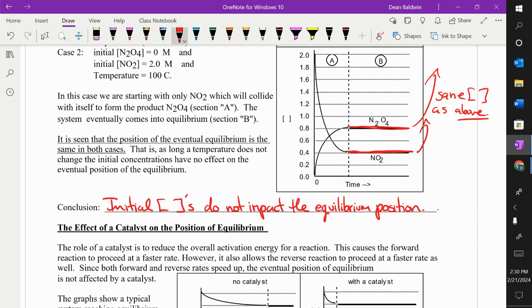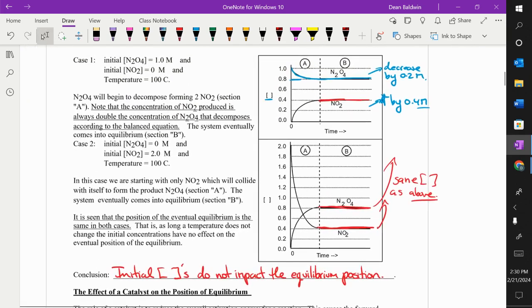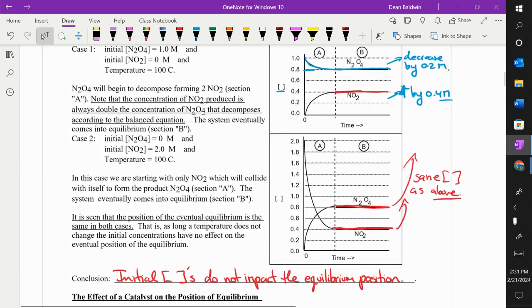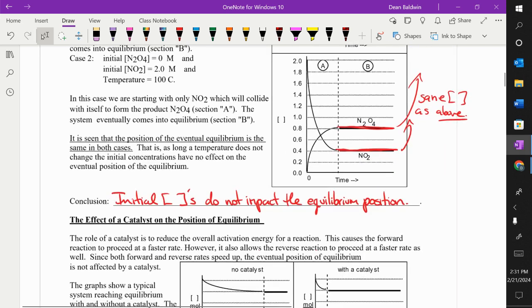What will the initial concentration change? It won't change your final position, but what will it change? It changes one specific thing that we studied in the previous chapter. It'll change how fast you get there. Because if you have more of something, you have more collisions, and the rate is increased. Where you end up is the same. So it doesn't impact the equilibrium position, but the rate is affected. Okay.